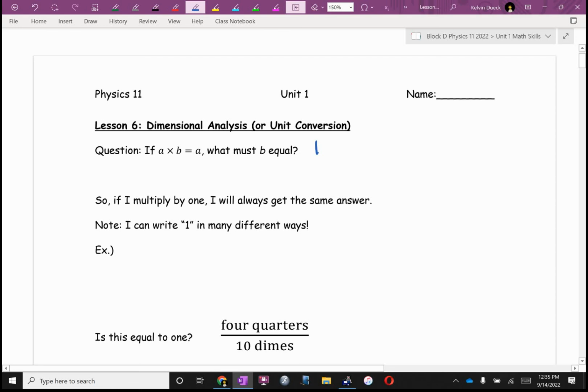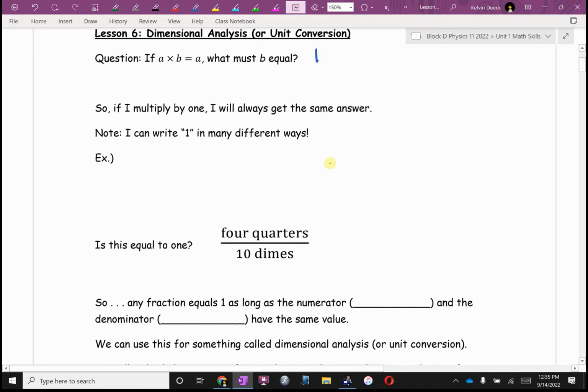But ones can look very, very different. You can write 1 in many different ways. Is this a 1? Yes? Is this a 1? Yes. Okay. The top and the bottom have the same value. And that's really going to be our broader definition of a 1.